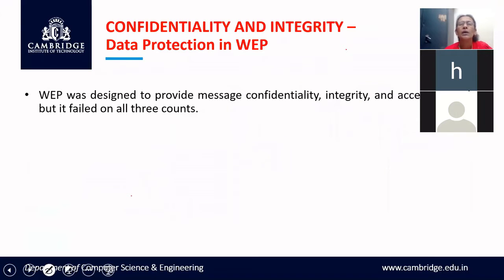Next, we see confidentiality and integrity. First, we saw authentication so far. Now we are seeing the confidentiality and the integrity part of it. WEP was designed to provide message confidentiality, integrity, and access control. But then it failed on all the three counts. We saw how it failed on authentication. Now we'll see how it fails on encryption and integrity checking.